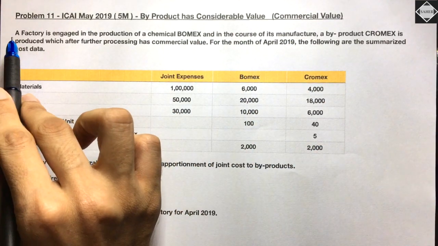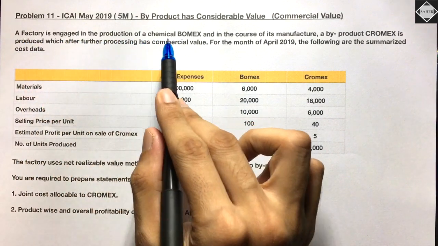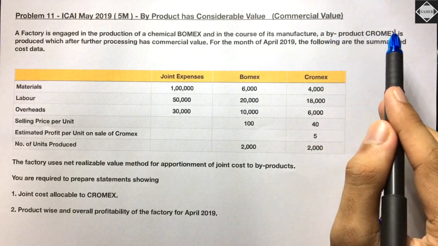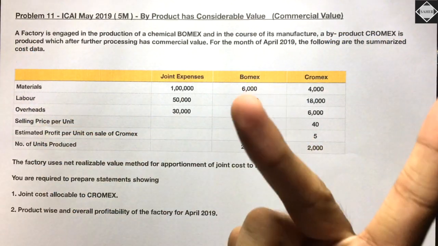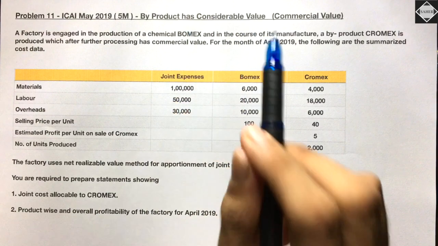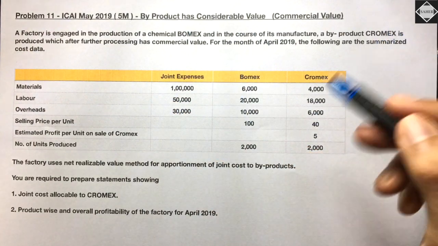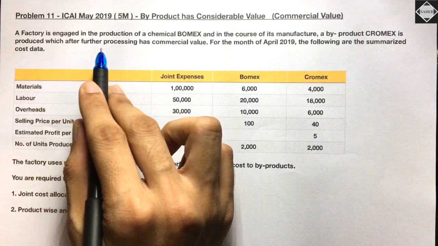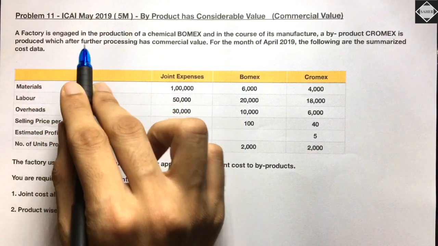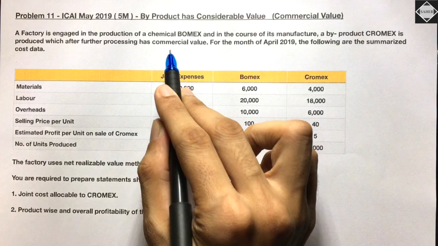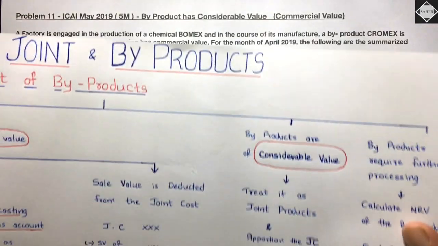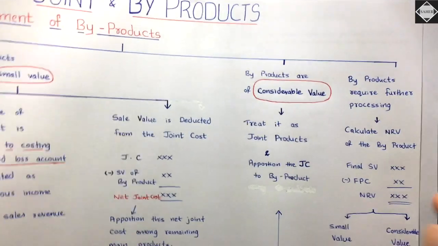So see here, a factory is engaged in the production of a chemical Bomex, and in the course of its manufacture, a byproduct Chromex is produced. Two products we have over here, Bomex, which is the main product, and Chromex, which is the byproduct. Fine. And then they are saying which after further processing, okay, they are being further processed also, which after further processing has commercial value. The question is directly telling you it has commercial value, considerable value, this byproduct.